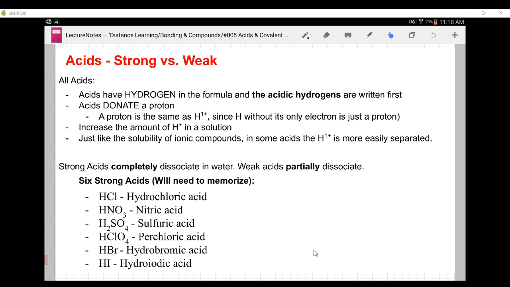Just like other ionic compounds and things that dissociate into ions, though, some of these acids will break apart easier than others, and this leads to different strengths in the acids. Some dissociate super readily, very completely, others not as much. And in terms of our reactions, when we start doing them, it's going to be important for us to know the 6 strong acids that when they're put into water, they do completely dissociate. Right? So all of the hydrogens will separate from all of the rest of the compound to make only hydrogen ions and the anion that results. Those 6 are listed there.